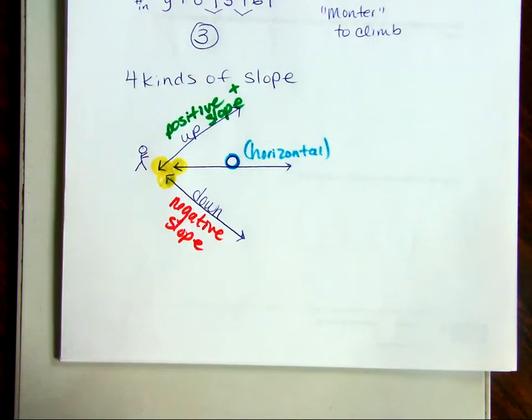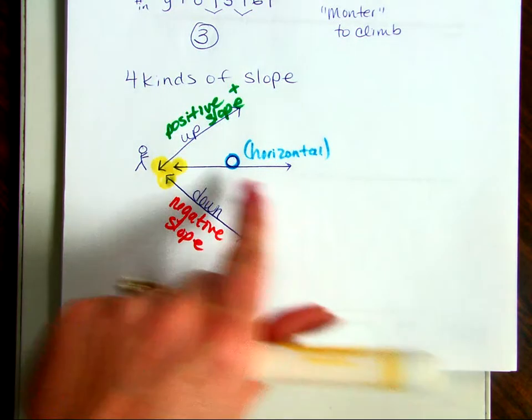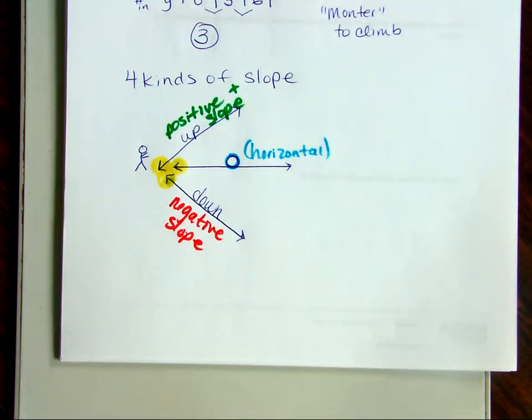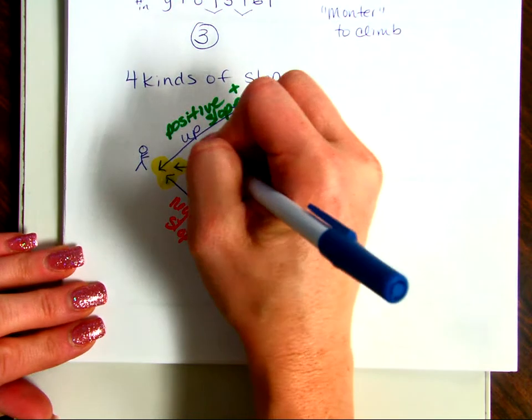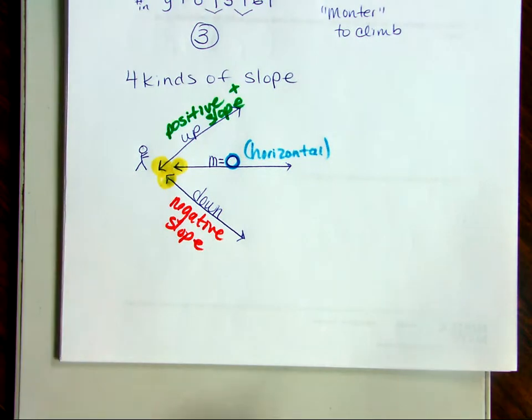Okay? We're not going to write the word horizontal. It's just that when the lines are horizontal, you need to tell me every single time that the slope is 0. M equals 0. Okay? All right, there's only one other kind of line we haven't talked about yet.